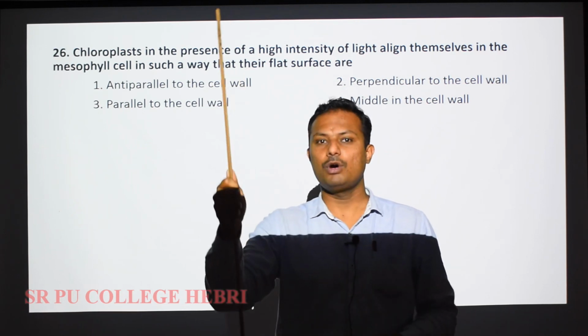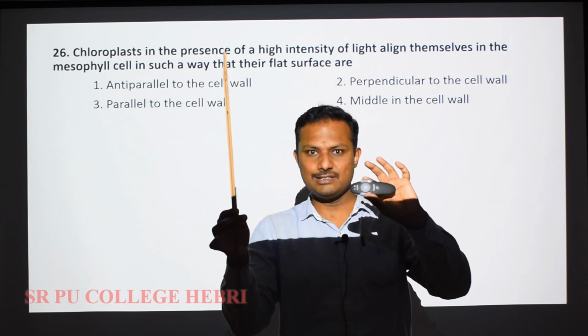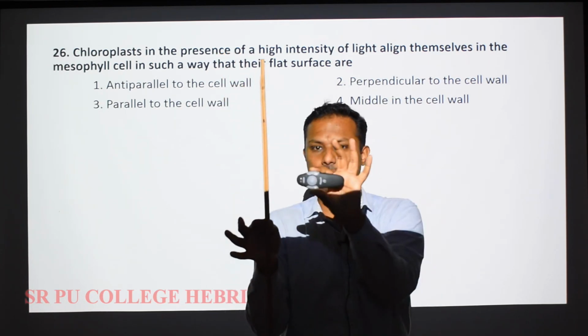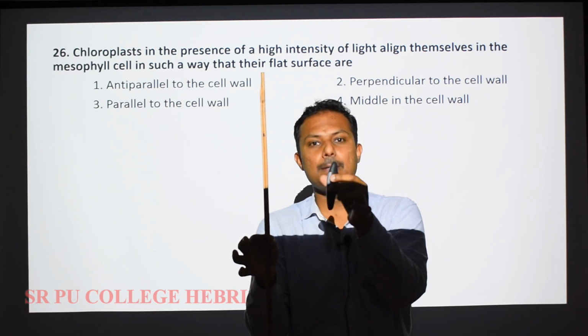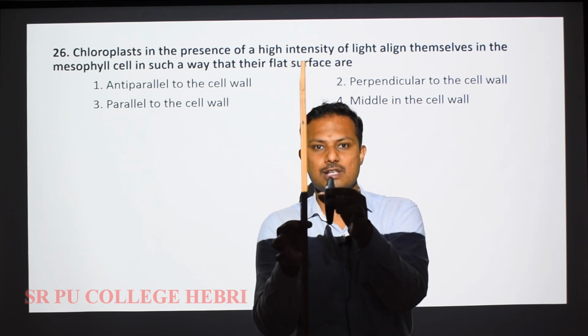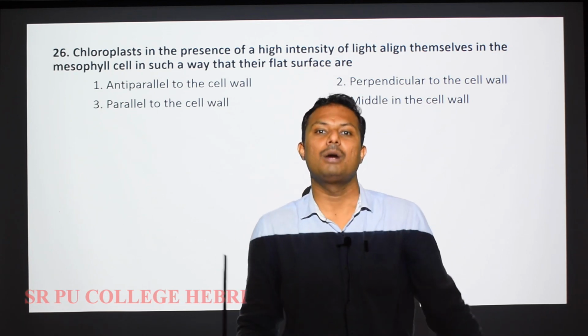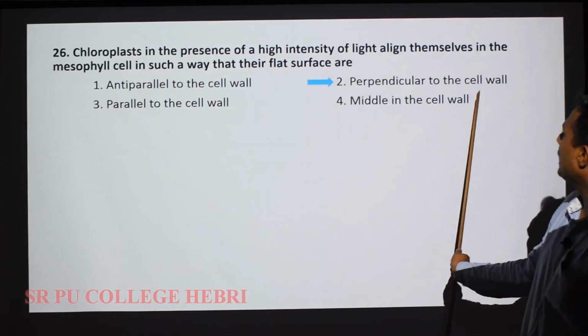If this is the cell wall, if this is the chloroplast anta helidre, so tumba highlight intensity ide, illinda ee kade barta ide anta helidre, it will be perpendicular to this. Low light intensity alli it will be parallel to this, so that a larger surface of the chloroplast can be exposed to the light and it can absorb the maximum amount of sunlight. That's it. Okay, so the answer is perpendicular to the cell wall.